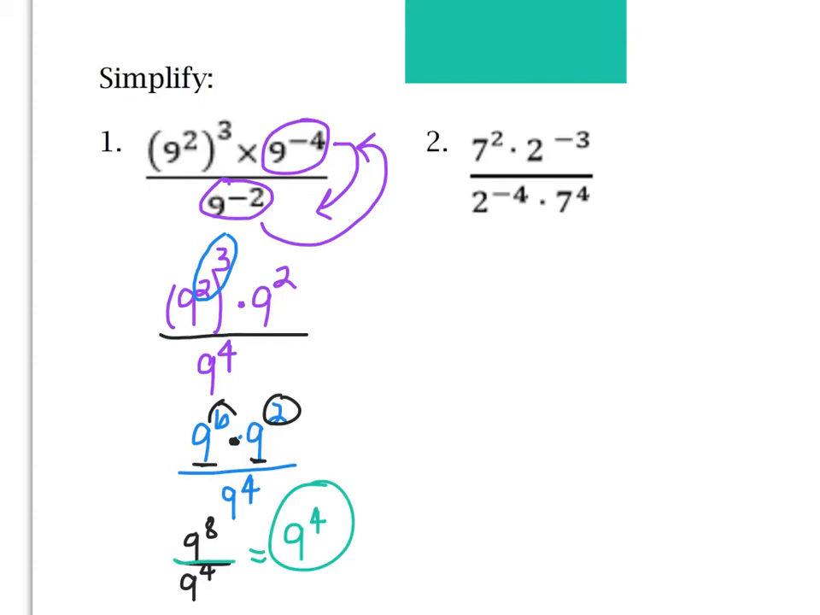Okay, last one together. This one is a little harder because I have different bases. I don't have all the same. First, identify. I do have negative exponents.